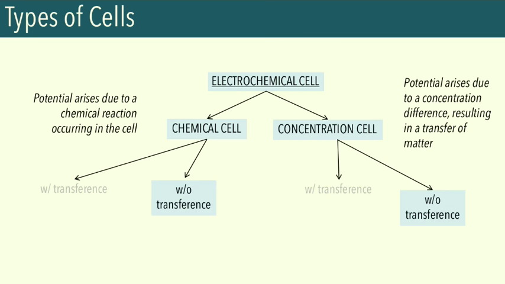Okay, so if we have a chemical cell without transference, that means we have no salt bridge involved. So that means we have a single solution in which our electrodes are dipped. But if we start involving transference, that means we have two separate solutions that make up our electrodes, and they have to be connected with a salt bridge. Later on we'll see what effect a salt bridge will have on the corresponding cell potential of our electrochemical cell. First, let's discuss a chemical cell without transference.